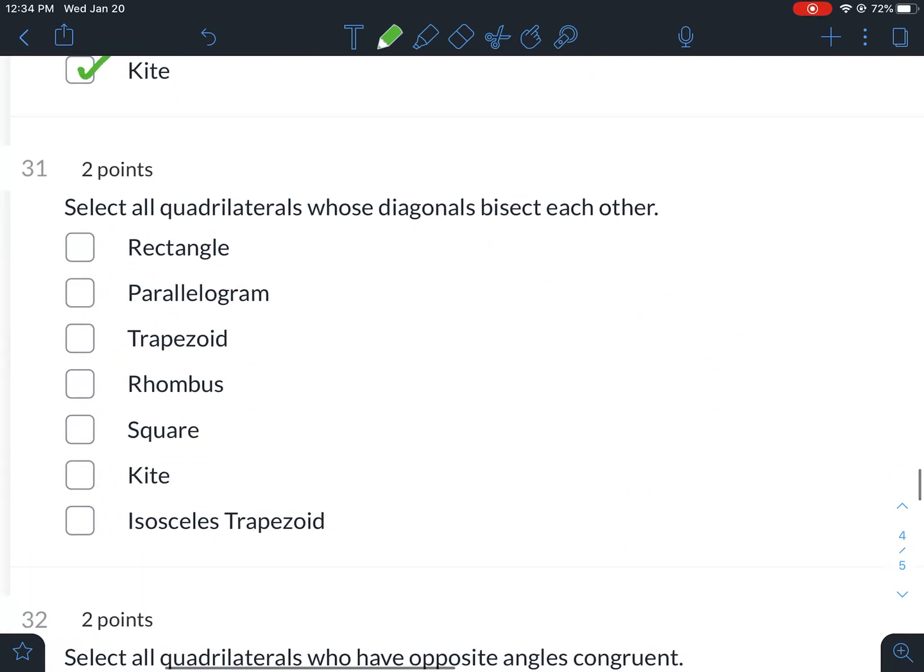31. Which diagonals bisect each other? Well, our diagonals that bisect each other are again going to be all of our parallelogram family. So parallelogram, rectangle, rhombus, and square. And that's it.